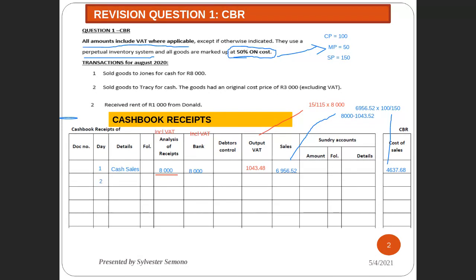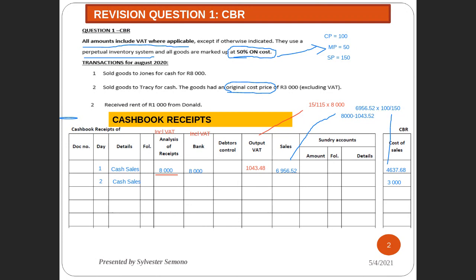The second one, similar. But when we checked the second one, they said, yes, we sold for cash. That's why it came here. But they gave us the cost price. We had to be very careful, because if they gave us the cost price, and the cost price is 3,000, it means this amount will go to the cost price. So I'm going to put cost price here for 3,000. You need to be careful of what they gave you.